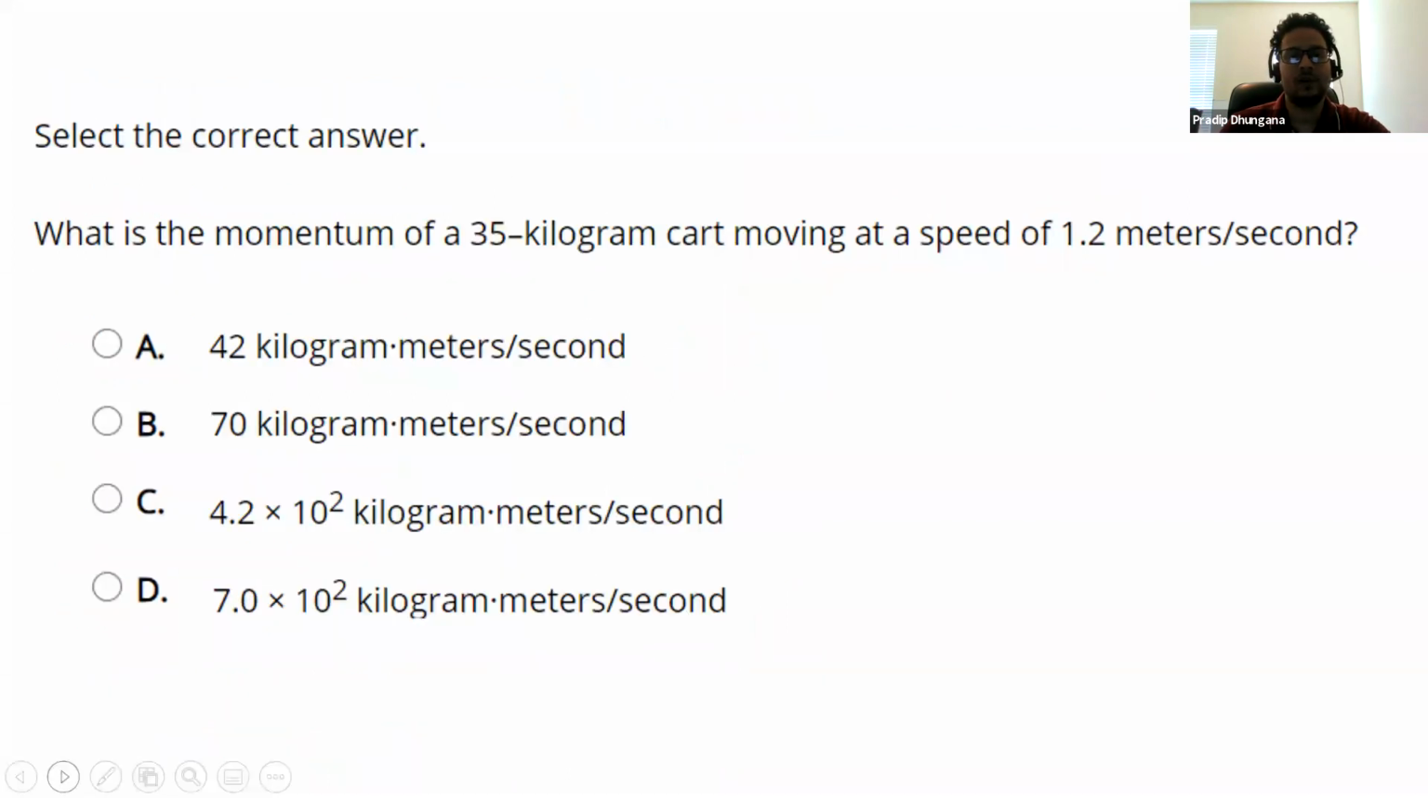Now let's work on the problem related to momentum and how we can calculate momentum. And then we'll also work on some problems related to kinetic energy and momentum. Let's start with this problem. The question is, what is the momentum of a 35 kilogram cart, that is the mass of the cart, moving at a speed of 1.2 meters per second? So velocity v is 1.2 meter per second, and we have to calculate momentum p.